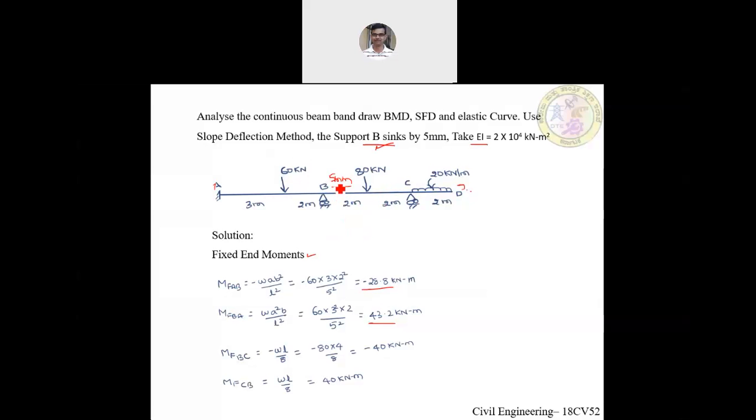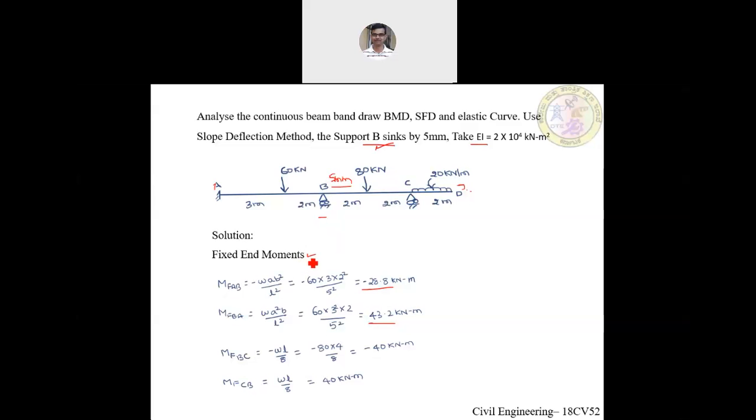Now this sinking of support, which has been given as 5 mm, is going to induce bending moment at the different joints. That has to be considered while writing the slope deflection equation, and the value of 3 delta by L actually represents the moment because of the sinking of support, wherein the value of delta needs to be calculated. We'll see that a little later.